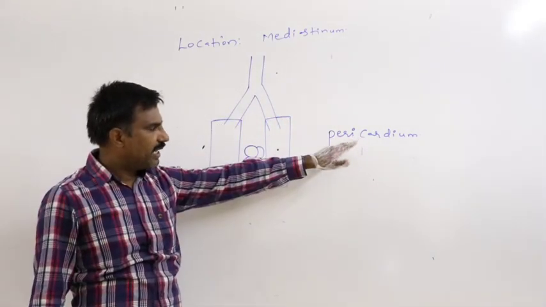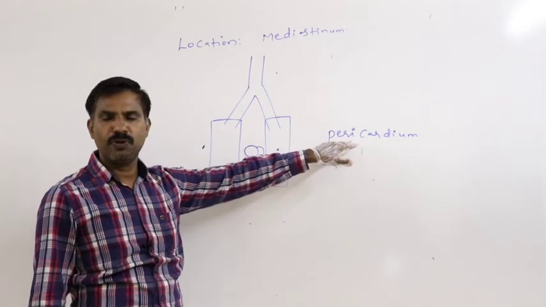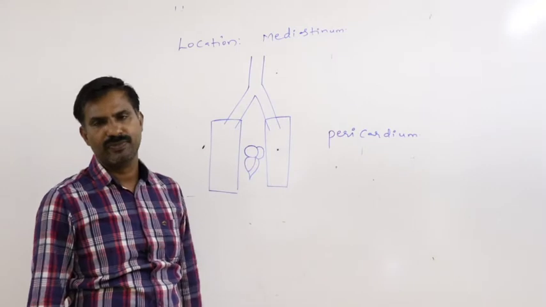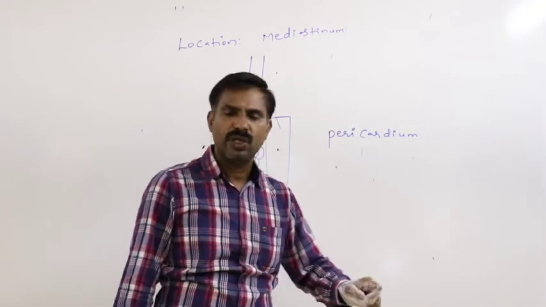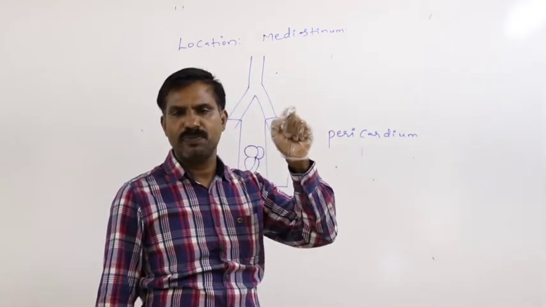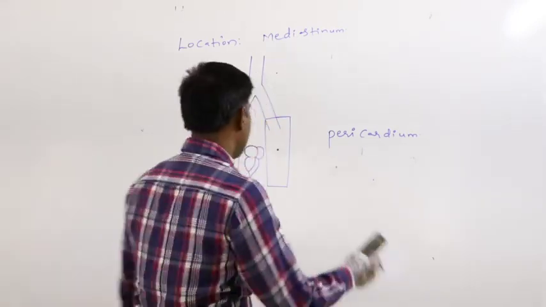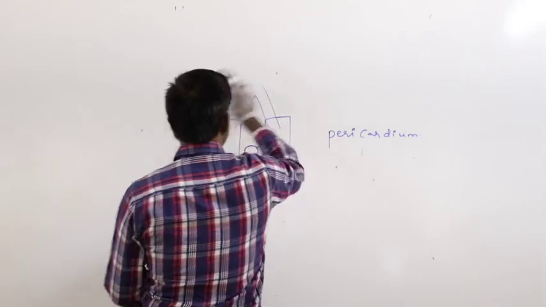So definitely, the protective membrane present around the heart is said to be the pericardium. Then what are the layers present in the pericardium? What is the fluid present in the pericardial layers?